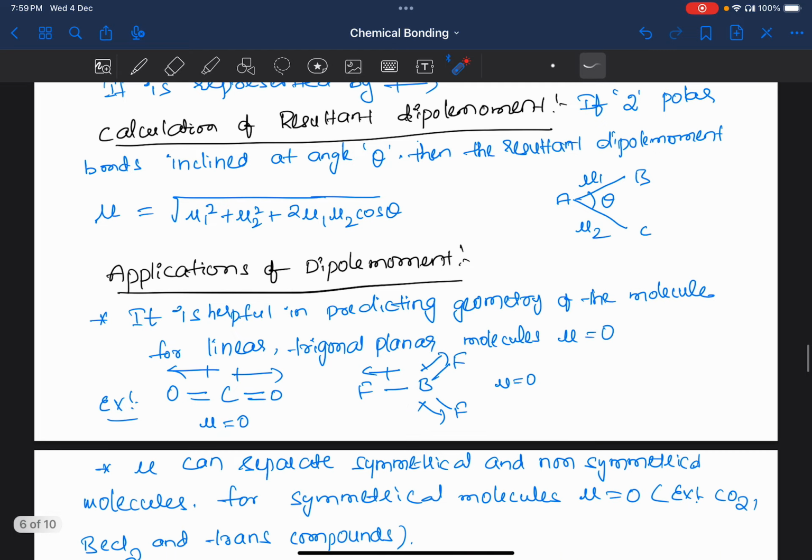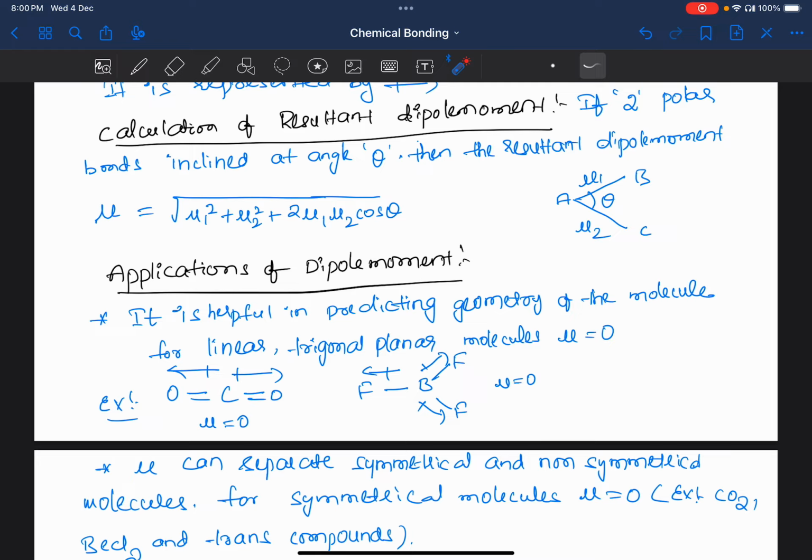And next, applications of dipole moment. This is also an important topic. What are the specialties of dipole moment? It is helpful in predicting the geometry of the molecule. How does it predict? For linear, trigonal planar and tetrahedral molecules, the dipole moment is always zero.